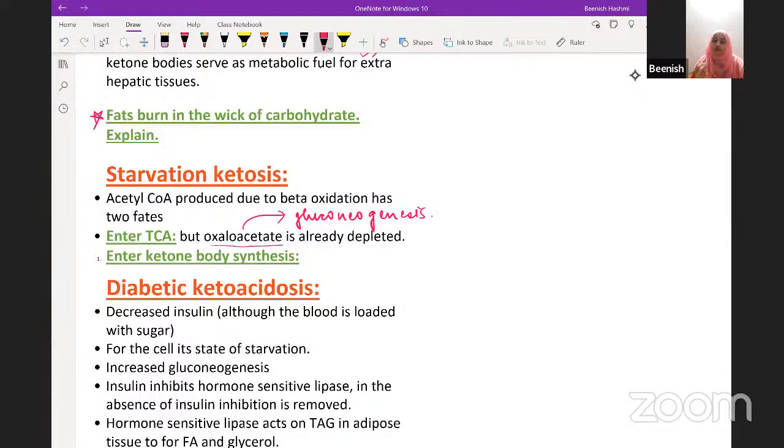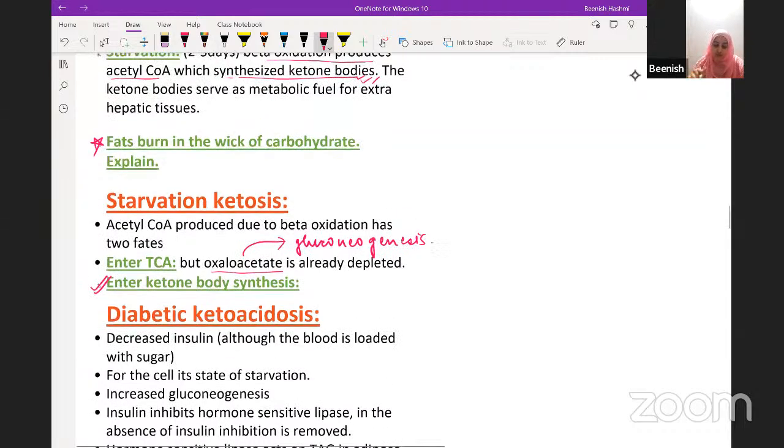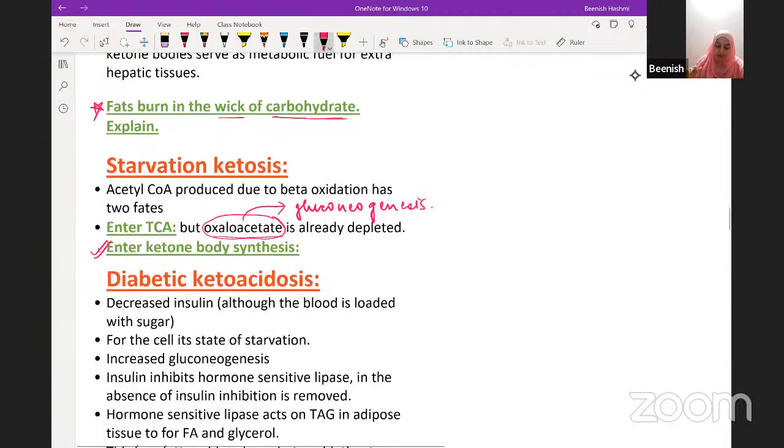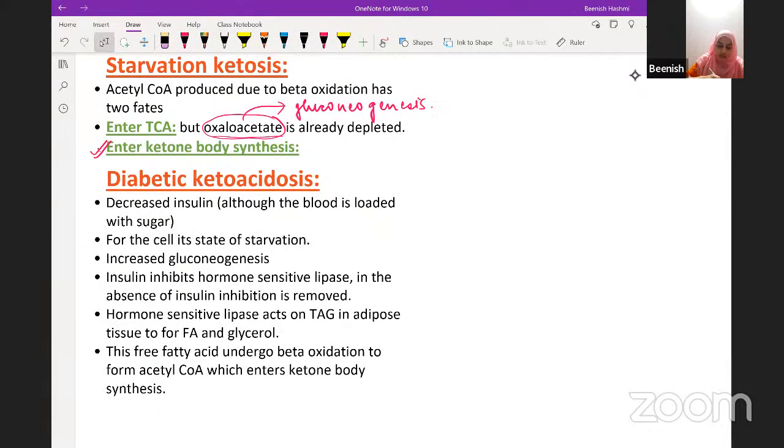Now what happens? The other fate which is left for acetyl-CoA is to enter ketone body synthesis. Therefore it says that your fats burn in the wick of carbohydrates. That is, for the complete oxidation of your acetyl-CoA, it needs to enter TCA. But it cannot because your oxaloacetate is unavailable. So this explains the above statement of why your fat needs the wick of carbohydrates in order to get completely metabolized or burned.